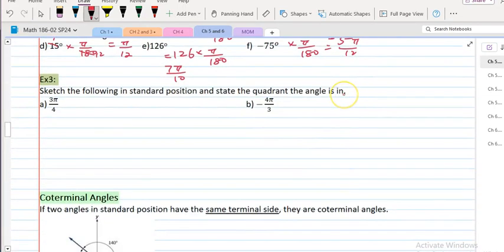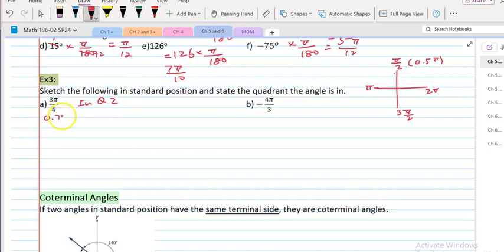Example 3, sketch. Now that we know what radian is about, we can sketch things in standard position. So let's remember our pi over 2, pi, 3 pi over 2. 3 pi over 2 means 1.5 pi. This is 0.5 pi, right? This is 1 pi. This is 2 pi. So if I want to do 3 over 4 pi, that's 0.75.